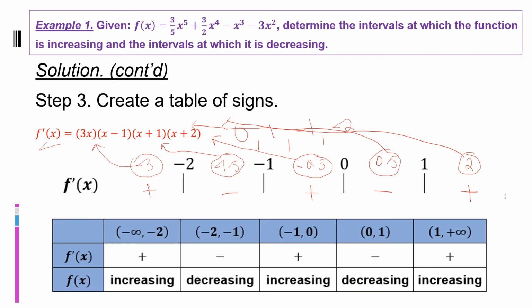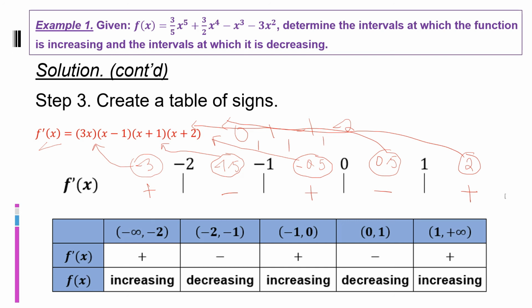This means that in the interval negative infinity to negative 2, plus tayo dyan, therefore f of x is increasing. For the interval negative 2 to negative 1, minus tayo dyan, therefore f of x is decreasing. For the interval negative 1 to 0, plus tayo dyan, therefore increasing yung function. For the interval 0 to 1, minus tayo dyan, therefore decreasing yung function. And for the interval 1 to positive infinity, plus tayo dyan, therefore increasing.